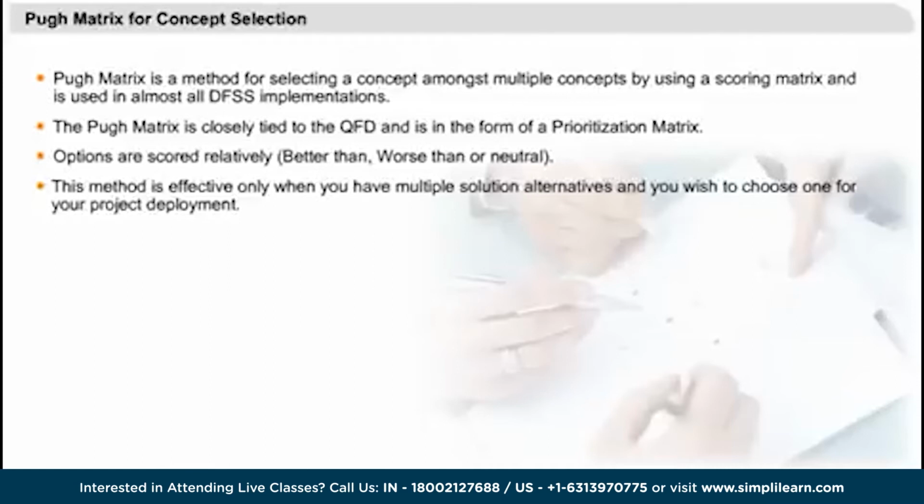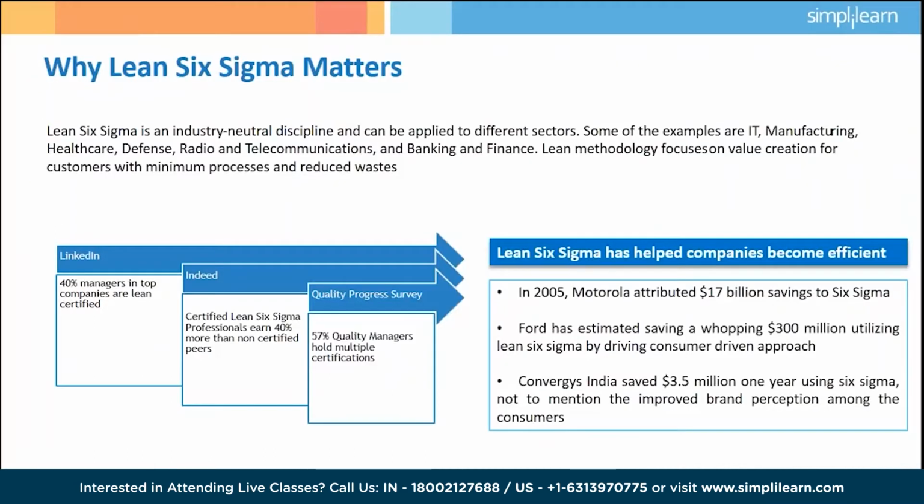Now, if you go to some social media sites, and you went to LinkedIn, for example, you'd find that about 40% of managers in top companies are Lean certified. You'll see that certified Lean Six Sigma professionals earn 40% more than their non-certified peers. And the majority of quality managers hold multiple certifications.